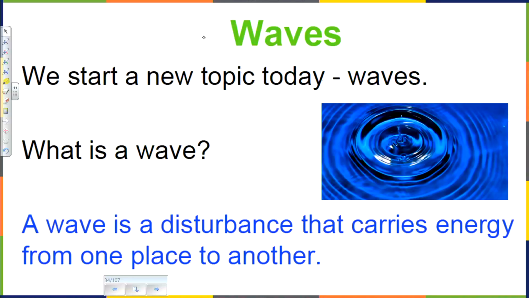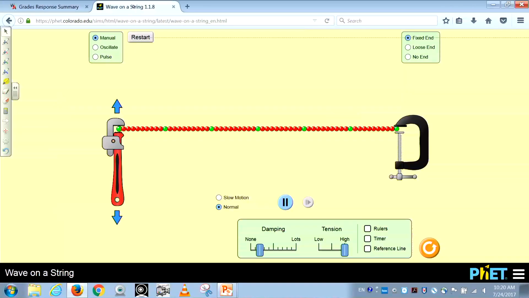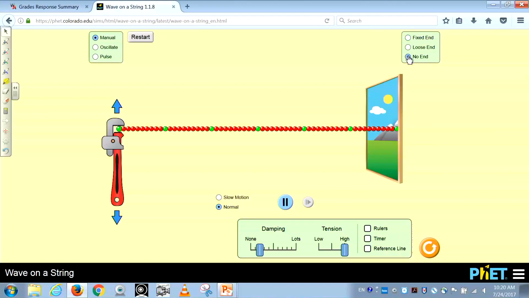A wave. This is an official definition of a wave. A wave, it's a disturbance which travels away from a source. And the first helpful link would lead to this particular applet. So, how do I make a wave?